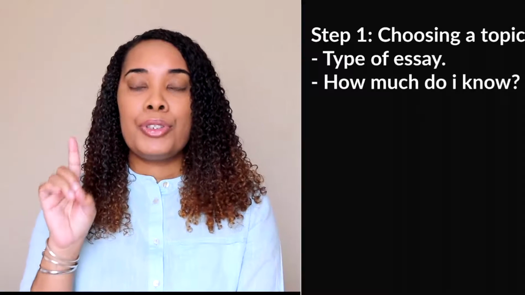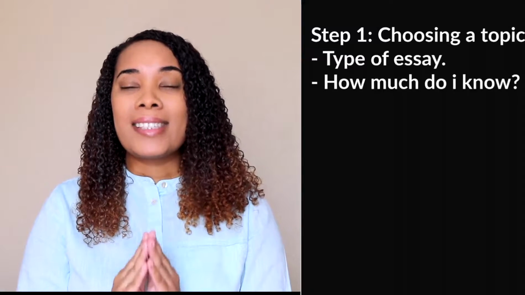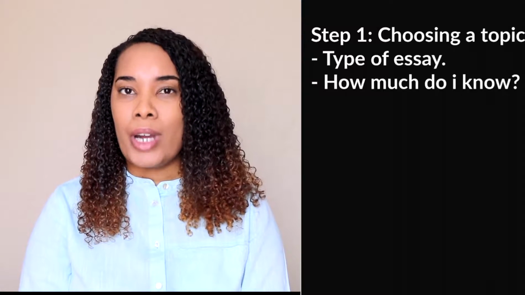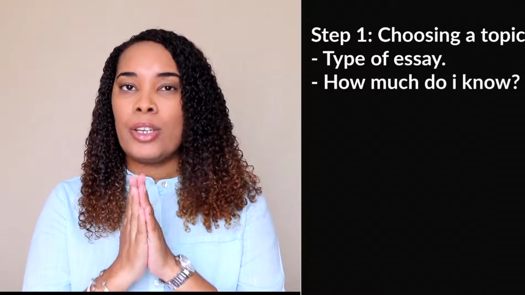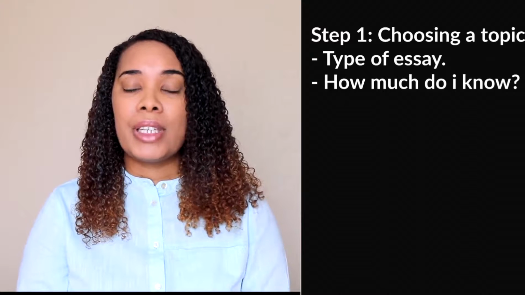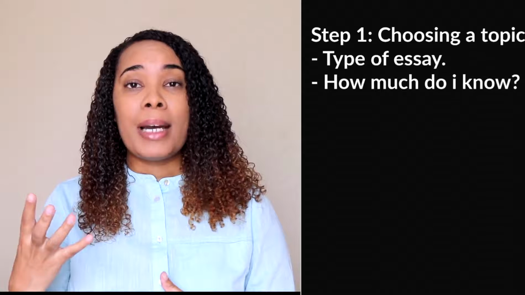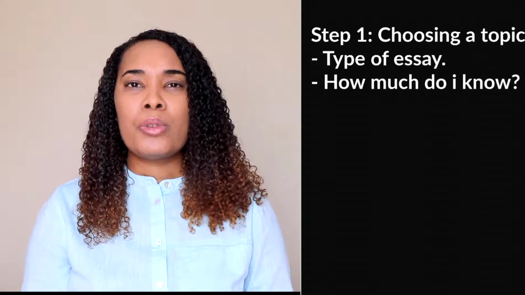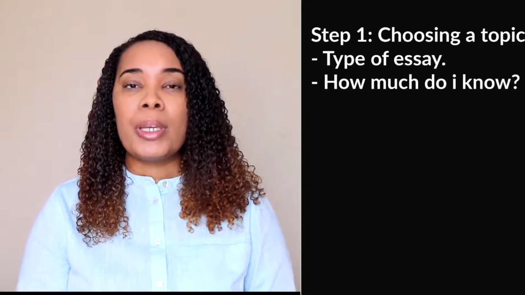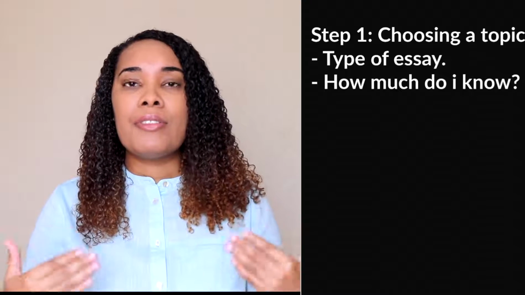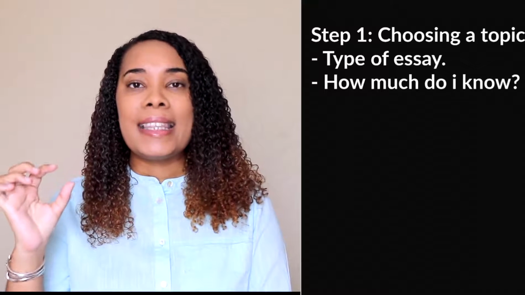The first step is choosing your topic. When you're choosing your topic, also think about the type of essay that you want to write, because the topic and the type of essay go hand in hand. We are going to talk about the different types of essays in a little bit. Back to the topic. So you're going to think about the type of essay you're going to write, and then also think about how much do you actually know about the topic. Choose a topic that you personally have a lot of information on so that you can meet the number of words required in the essay.